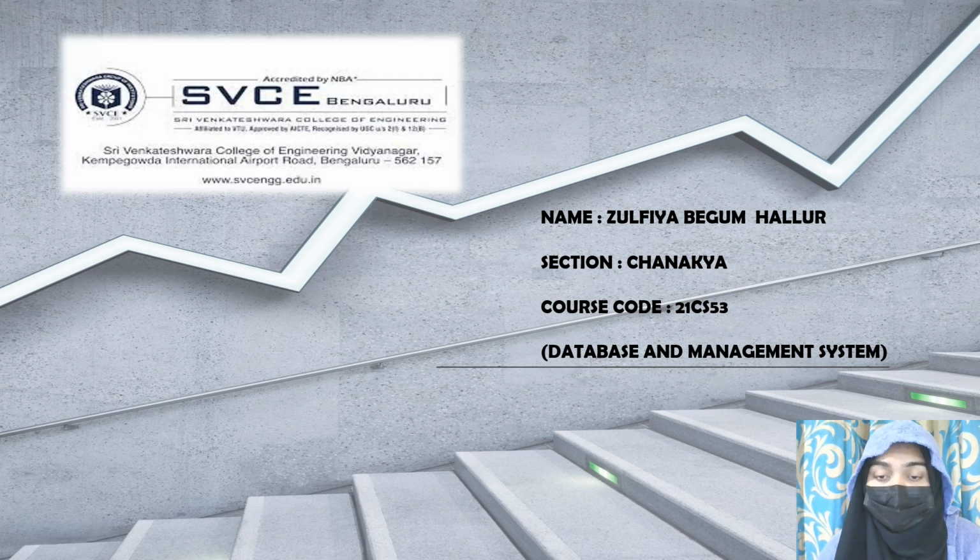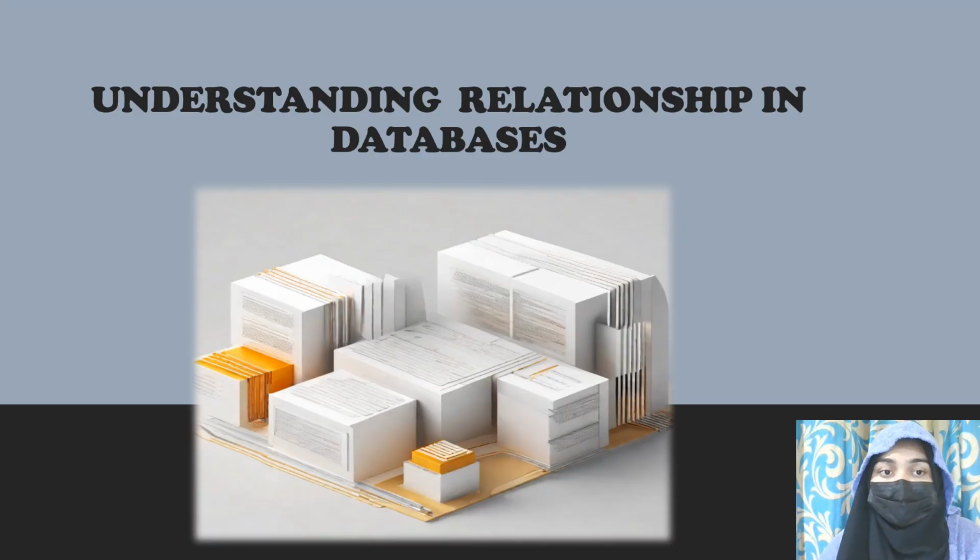Today I'm going to discuss a topic from Database Management Systems, whose course code is 21CS53. This is the topic we are going to discuss: understanding relationships in databases.